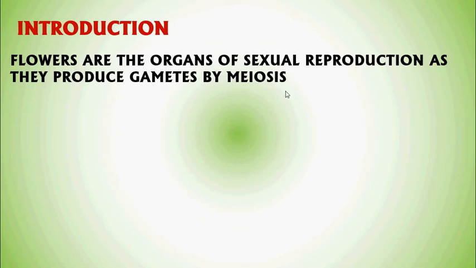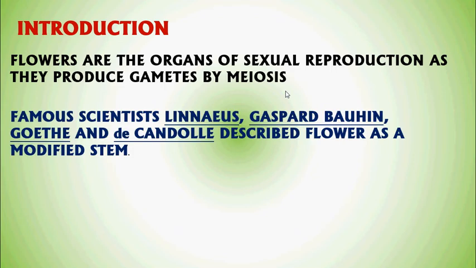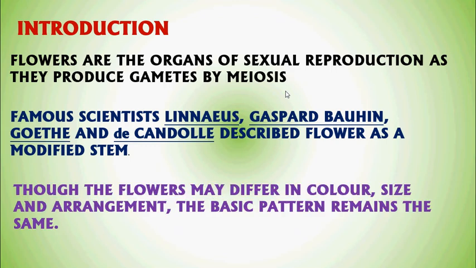Introduction. Flowers are the organs of sexual reproduction as they produce gametes by meiosis. Famous scientists Linnaeus, Gaspard Bauhin, Goethe, and de Candolle described the flower as a modified stem. Though flowers may differ in color, size, and arrangement, the basic pattern remains the same.